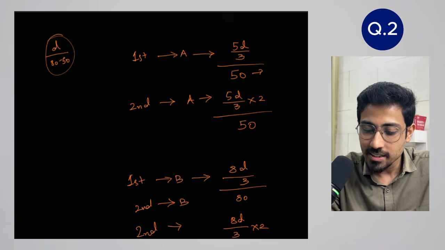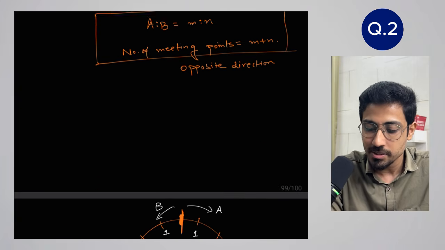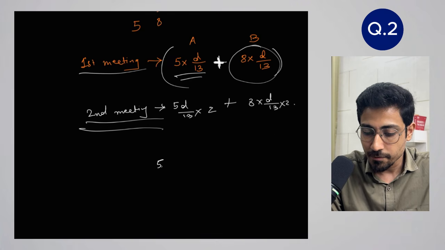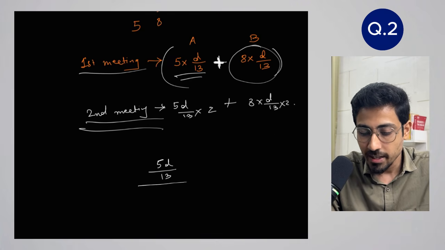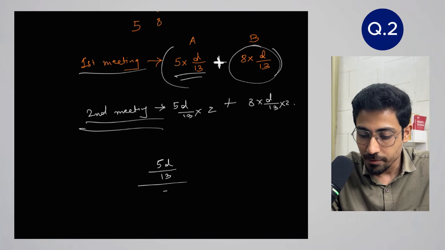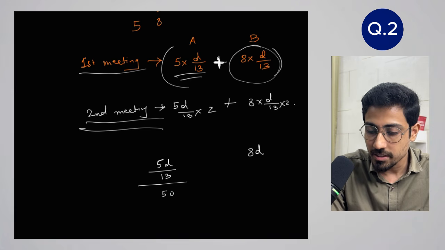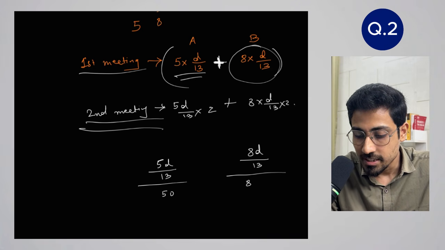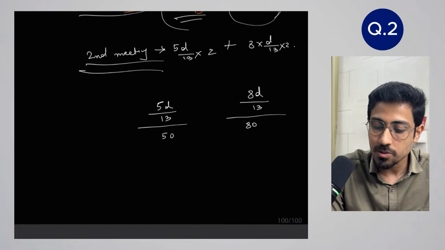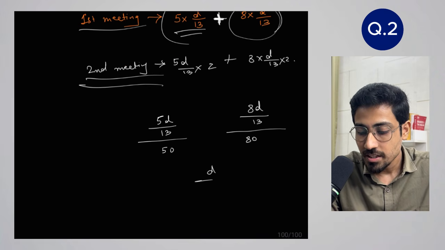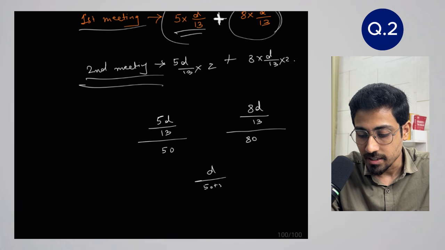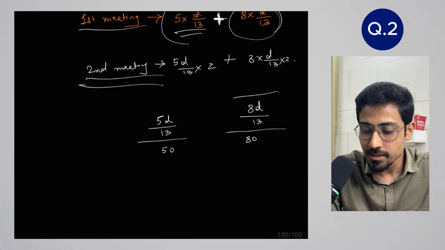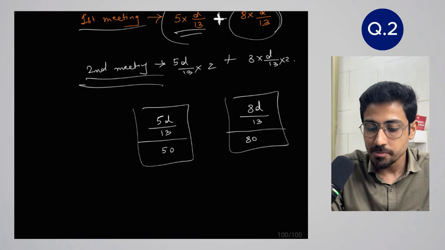And how much time will it take? How much time will the first meeting point take? I can either do this, that is 5d by 13 divided by my speed 50, or I can do 8d by 13 divided by 80, which is the speed of this. Or I could have done the total: they have traveled a distance of d divided by 50 plus 80. So I could have done this as well. This is the first meeting point time.